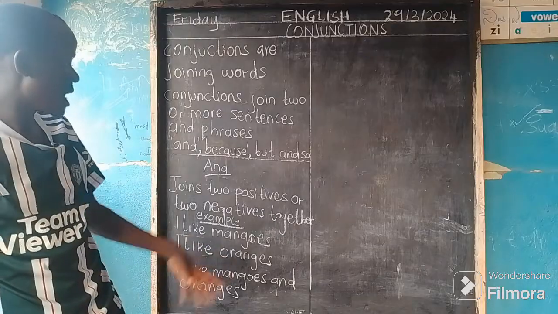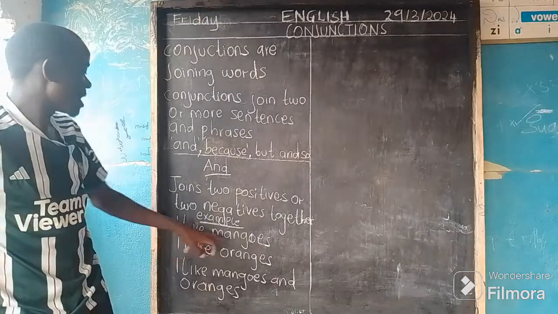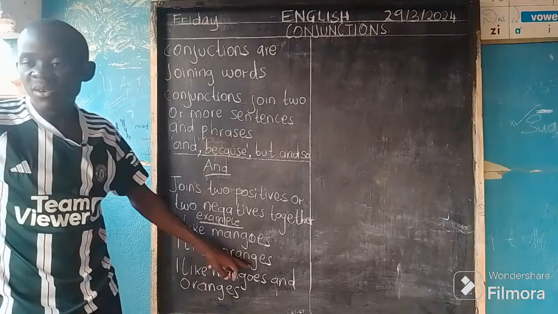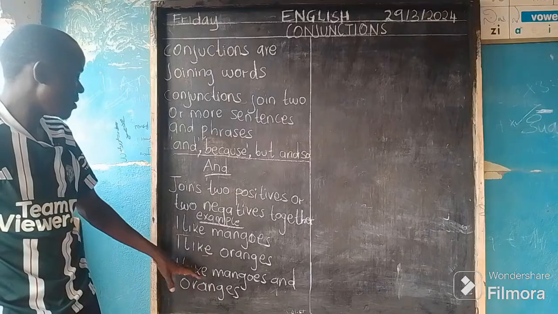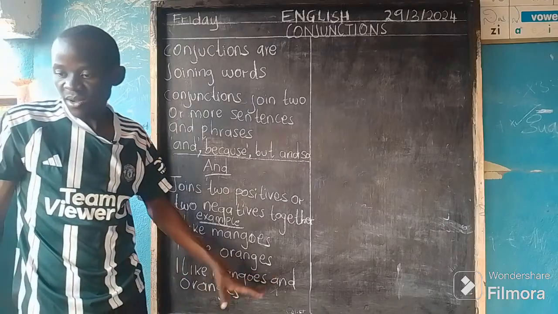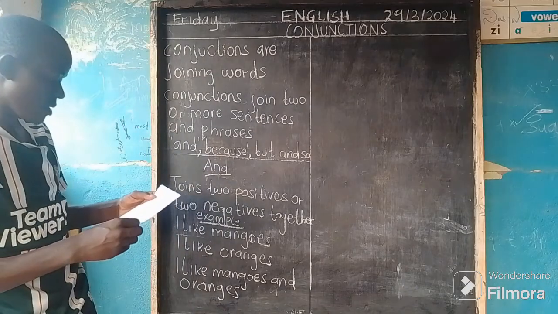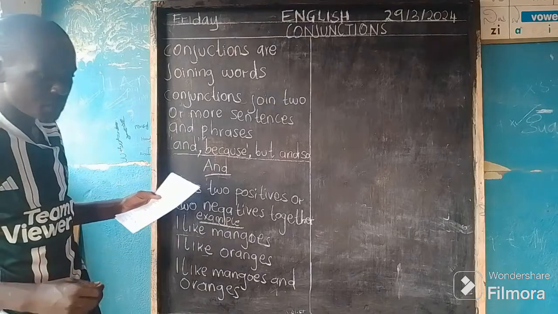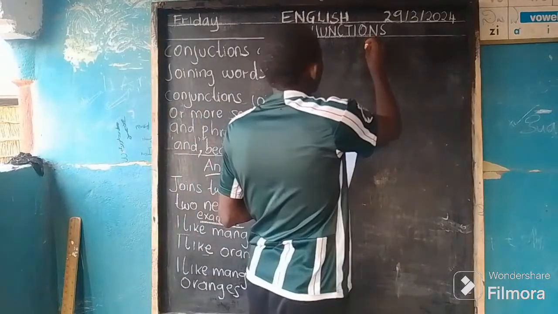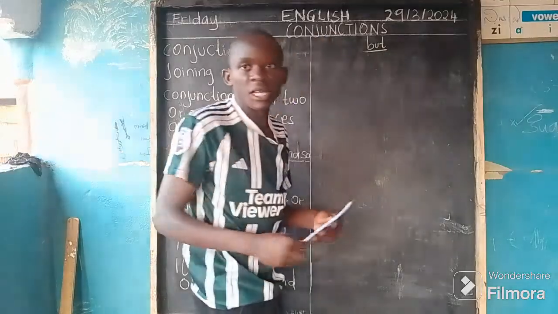When we are talking about a negative sentence, it comes in this way. I don't like mangoes. I don't like oranges. So for a negative sentence, you can say, I don't like mangoes and oranges. That is a negative sentence. Is that okay? So next you're going to look at how but is used, the conjunction but.